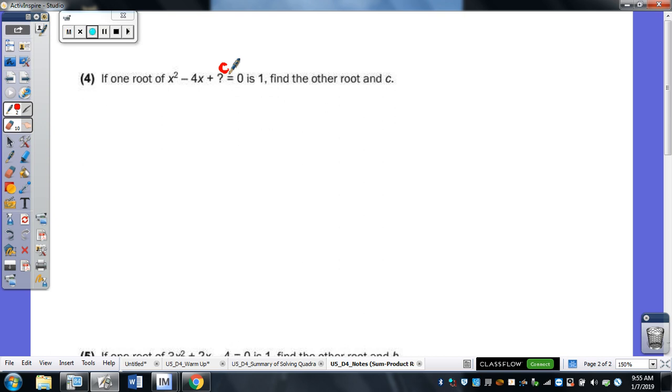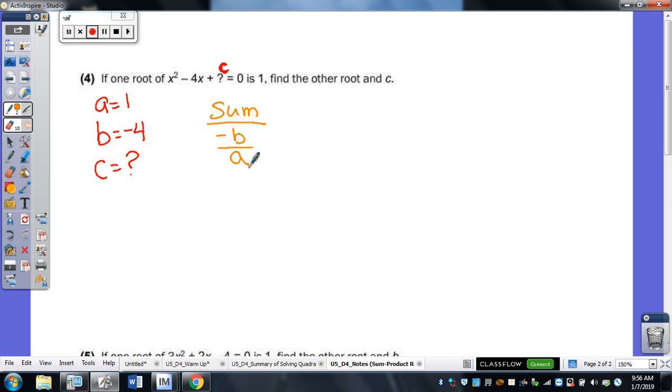So far what we do know is we know our a value is a 1. b is a negative 4. c is our question mark. We're trying to figure that out. So based on what I know, I can work with the sum of my roots. I got my b value, I got my a value. Sum is negative b over a. So that's why I know I can work with my sum.